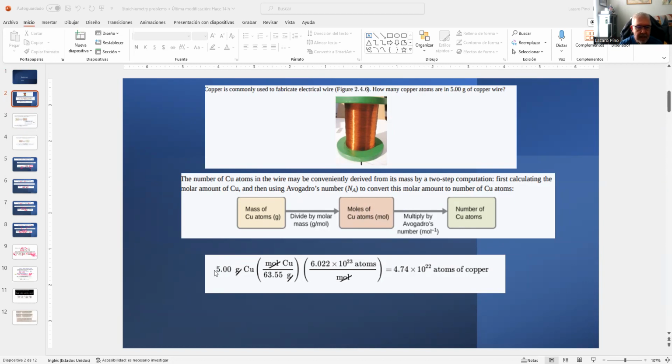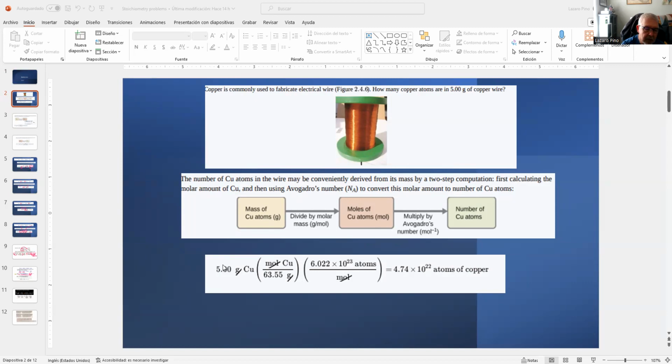In this case, a piece of copper that is 5 grams. And look, I put 5.00. This number has 3 significant figures. Well, I know that 1 mole of copper is 63.55 grams from the periodic table. And later, I know that 1 mole of any compound, any element, contains 6.022 times 10 to the 23rd atoms.